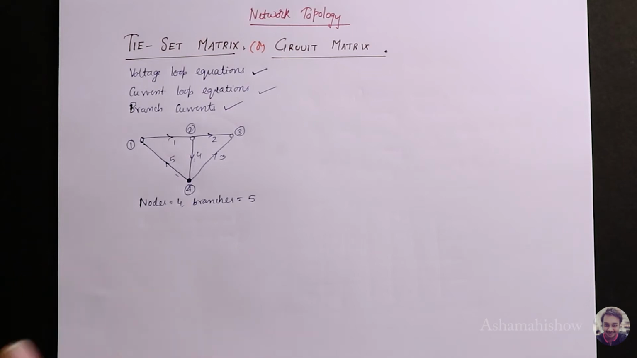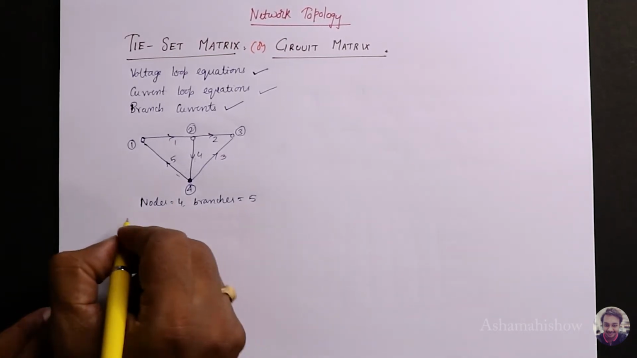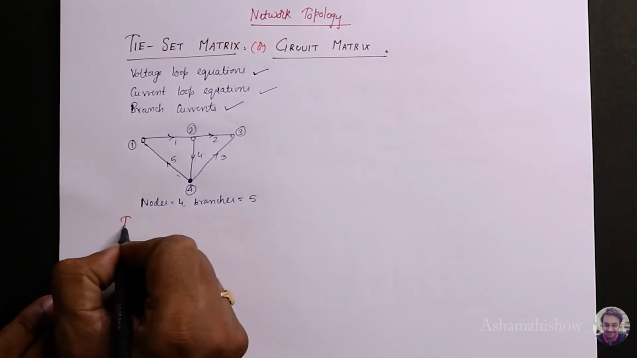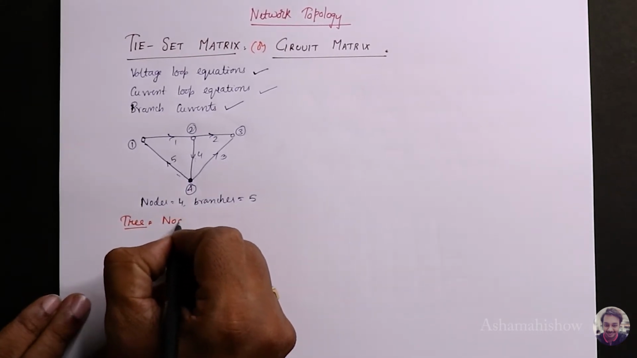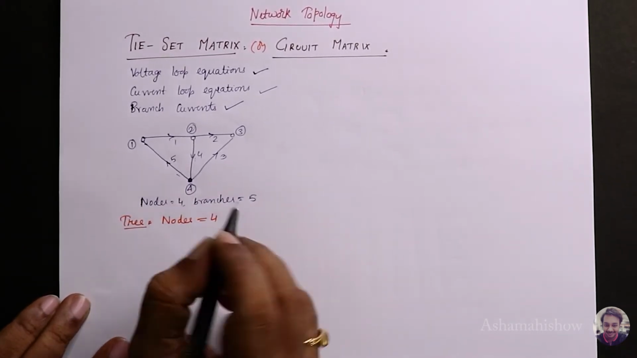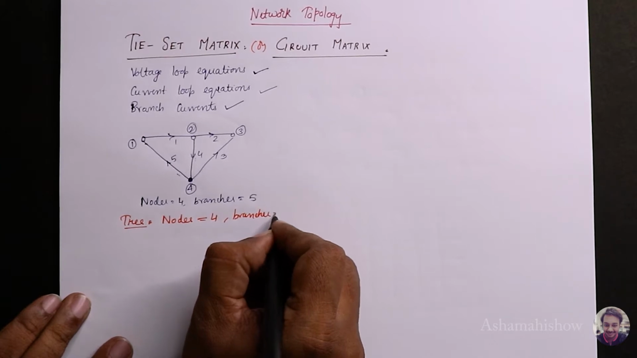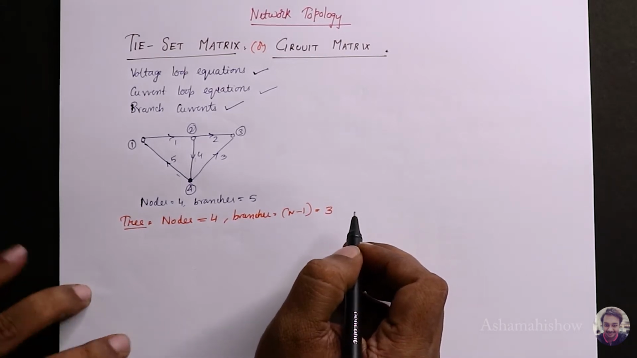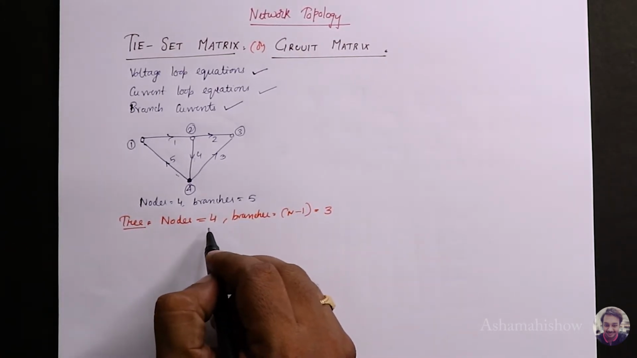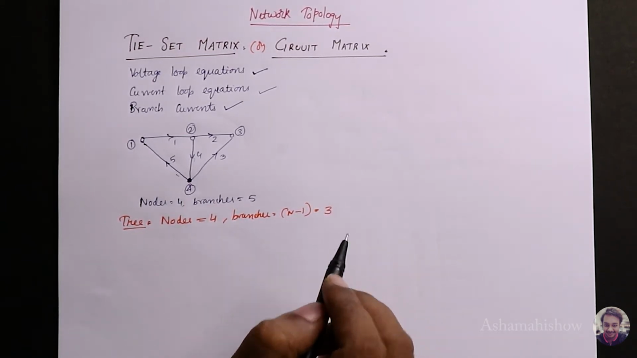Now, to do a tie-set matrix, you need to select a tree out of this graph. I'll tell you what a tree is. A tree has the same 4 nodes as the graph, and its number of branches is n minus 1. Your n is 4, so 4 minus 1 gives 3 branches. So the tree should have all the nodes, and if you have 4 nodes, then your branches will be 3.